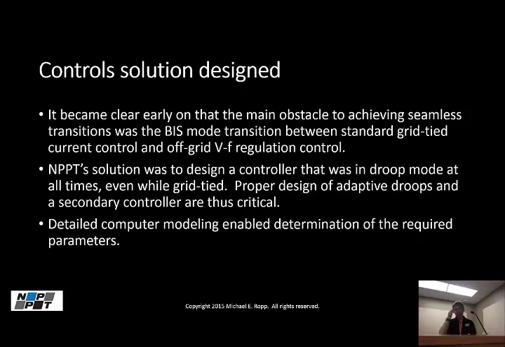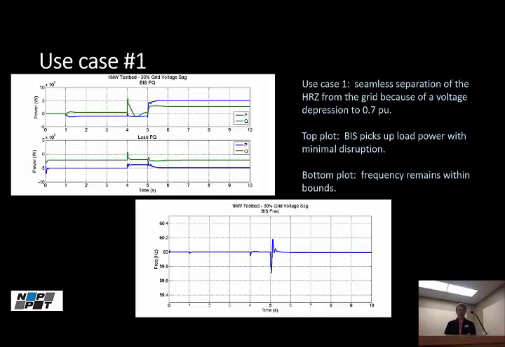Here's a case, one particular case where the system's cruising along fine, then at 4 seconds, we get a step change in the voltage down to 0.7 per unit. At 5 seconds, the HRZ is commanded to jump ship and take care of itself. So you notice the top plot there, you see the BIS output power. That's the one where there's a big jump upward at 5 seconds because the BIS is picking up both the real and reactive part of the load.